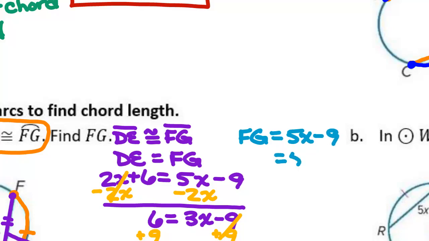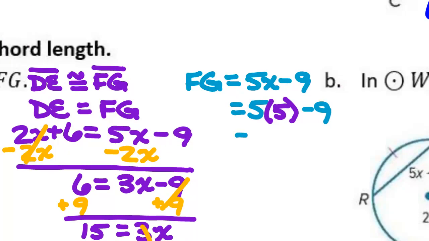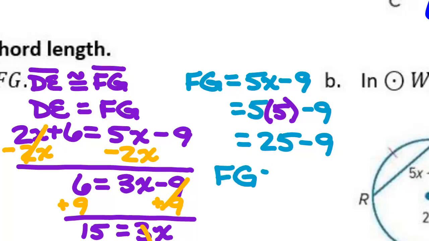So we're going to take the answer that we got for x, which was 5, and substitute it in. So I have 5 times 5 minus 9. What is 5 times 5? And 25 minus 9 would give me what? 16. So segment FG is 16.